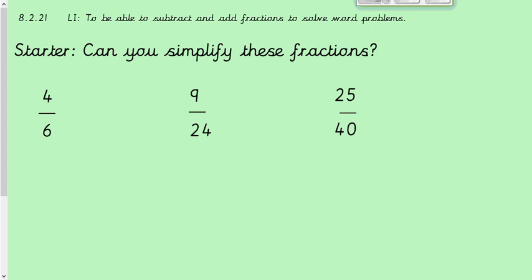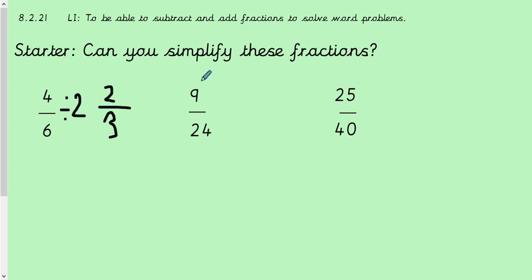So hopefully you managed to have a go at simplifying the fractions. Let's look at 4/6 first. I can see straight away they are even numbers, so we can divide by 2. So 4 divided by 2 would be 2, and 6 divided by 2 is 3. And you can't simplify it any more than that. So 2/3 is 4/6 simplified in its simplest form.